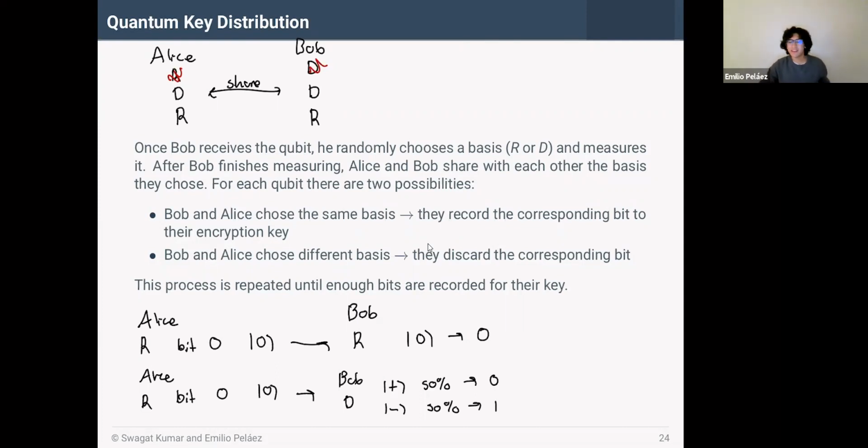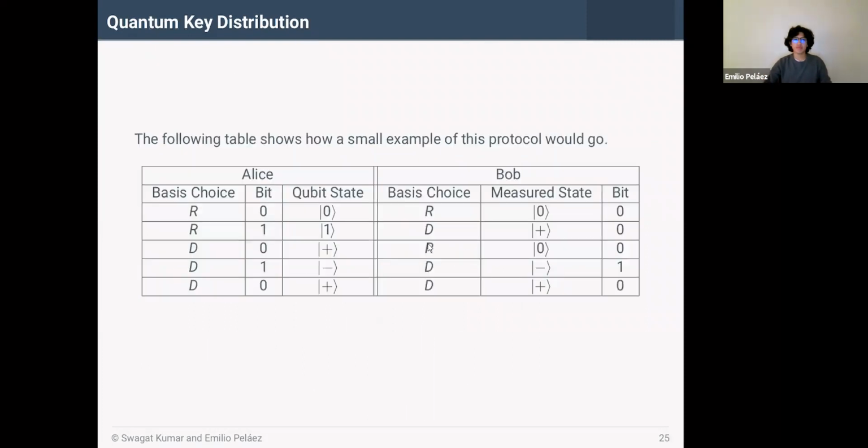encryption key, that is the key they're sharing, is exactly the same thing. If they have some uncertainty in the key, it will not work for the protocol. So that's why we need the measurements to be in the exact same basis. So they just get rid of the bits where they did not choose the same basis, okay? So let's just look at this. Again, Alice chooses the basis R, bit 0, qubit state 0.